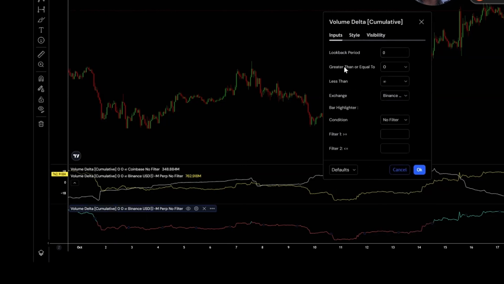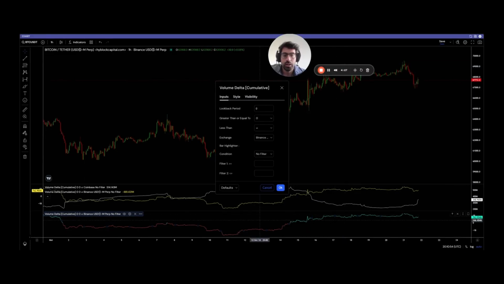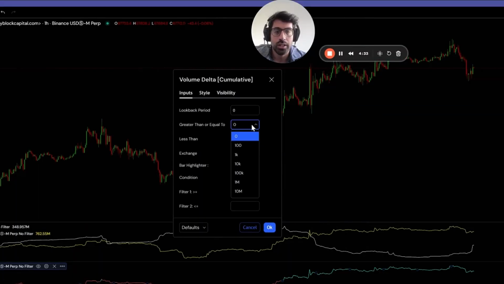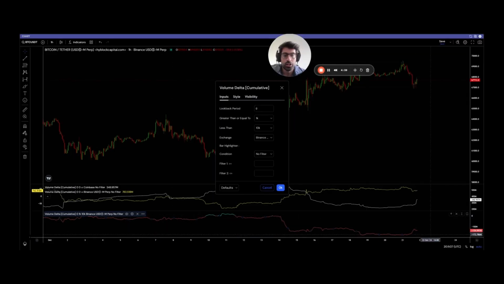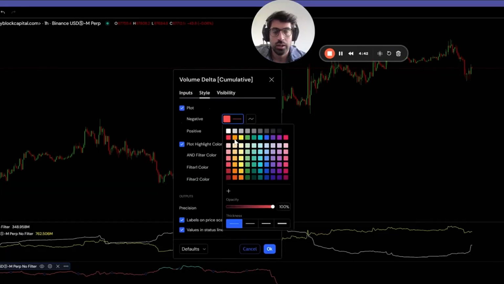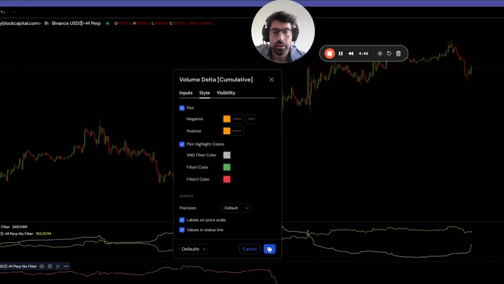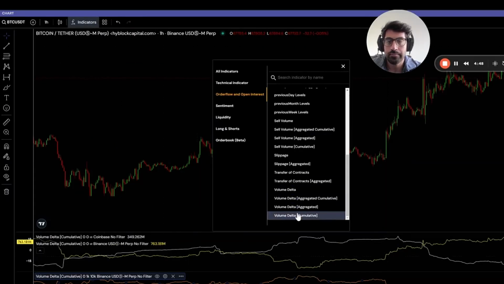And now we have two sections called greater than or equal to or less than. And this is where you select trade size buckets to filter this CVD indicator. So let's say I only want to look at CVD for what I consider the retail market. And my definition of the retail market is any trade between 1,000 to 10,000 US dollars. So you can see my line has changed. So let's change the color as well. And now we can load the indicator again.